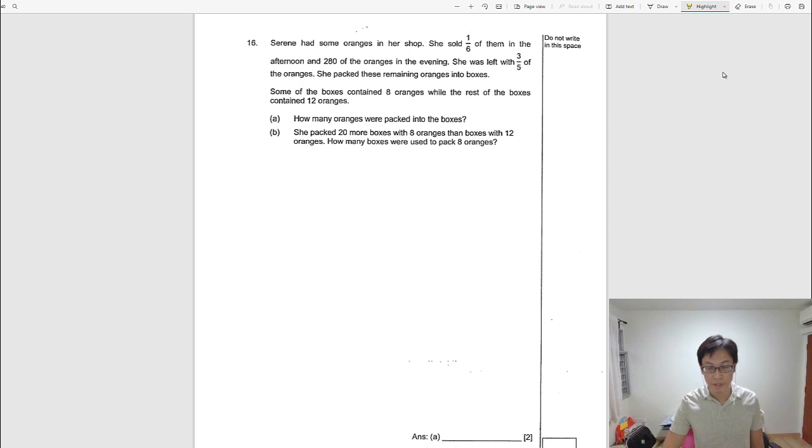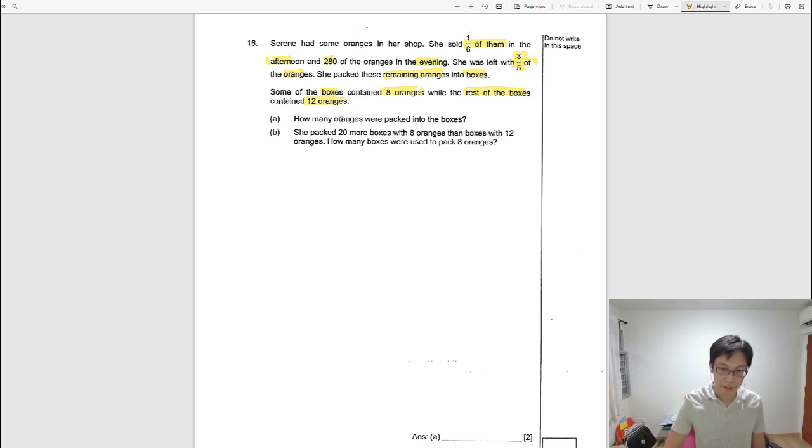Serene had some oranges in the shop. She sold 1/6 of them in the afternoon and 280 of the oranges in the evening. She was then left with 3/5 of the oranges. Okay, and after that, she's going to pack these remaining oranges into boxes. Some of the boxes contain 8 oranges, while the rest of the boxes contain 12 oranges.